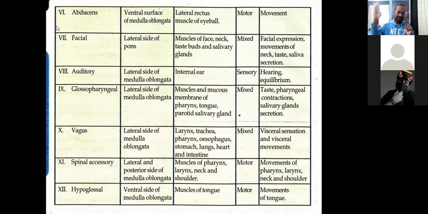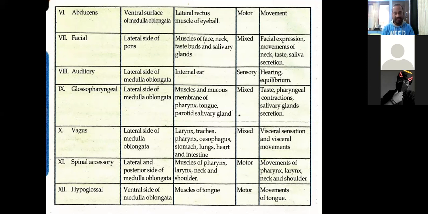Now that lateral movement of the eyeball muscle is possible with the help of abducens, and once again it is a motor nerve, and movement of the eye is its function. So number 6, abducens, ventral surface of medulla oblongata is the origin, goes to the lateral muscles of the eyeball, and it will control the motor, or we can say it will give the information from CNS to the eyeball, and it will be responsible for lateral movement of the eyes.